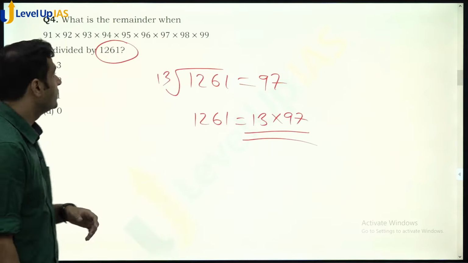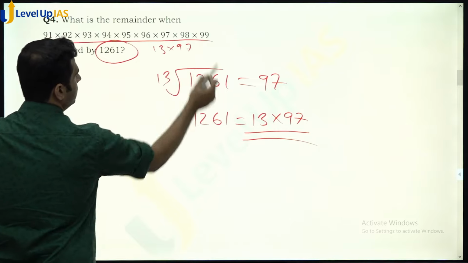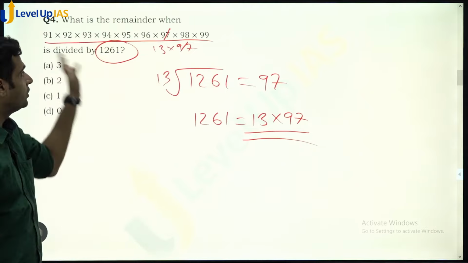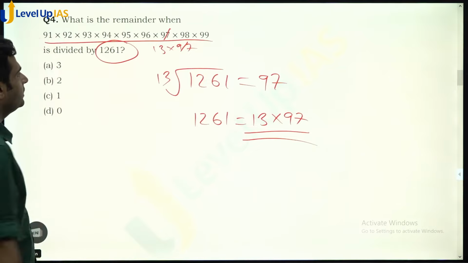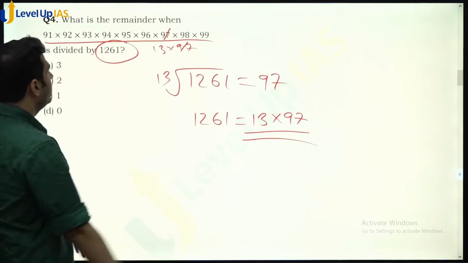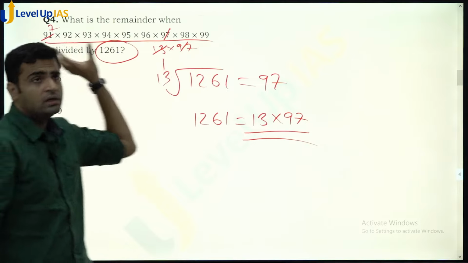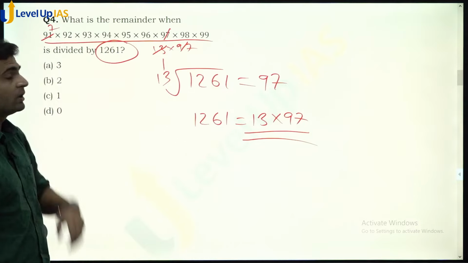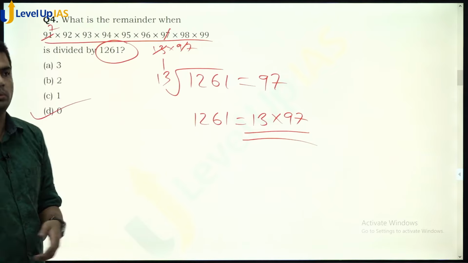Now once you find this, you just need to divide this number by 13 into 97. Here 97 is in the numerator and the denominator. We can cancel it because there is only multiplication in the numerator, and also only multiplication in the denominator, so we can cancel. Now is there 13 coming up anywhere in the numerator? Definitely, 13 ones are 13, 13 sevens are 91. So this long multiplication is completely divisible by this denominator, or this number 1261. In that case, by definition, the remainder is 0. Very simple.